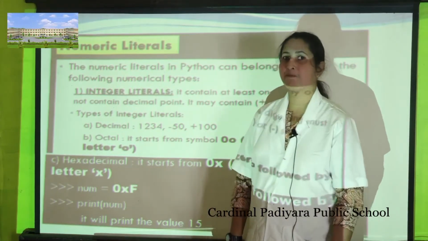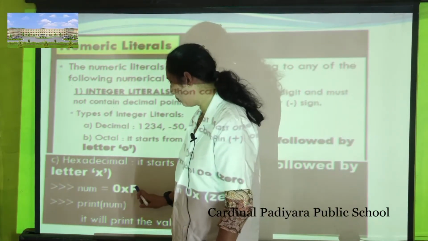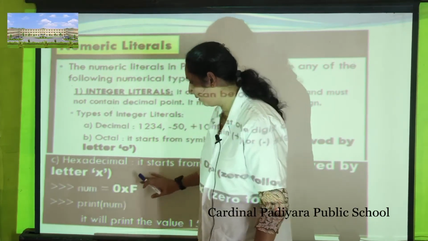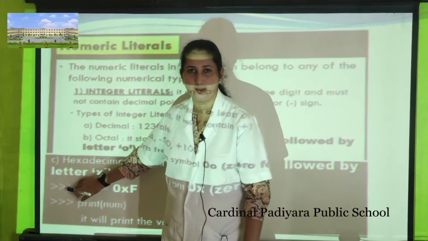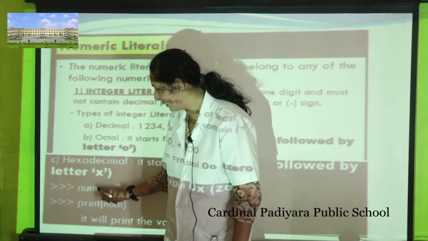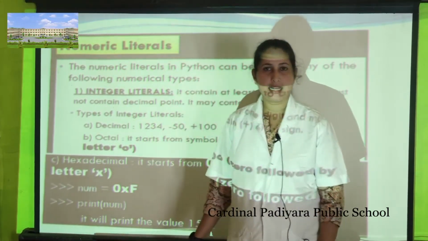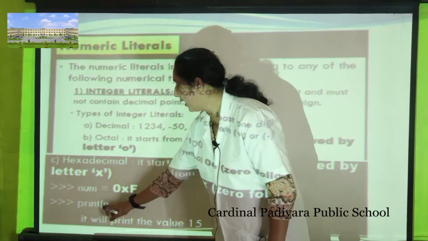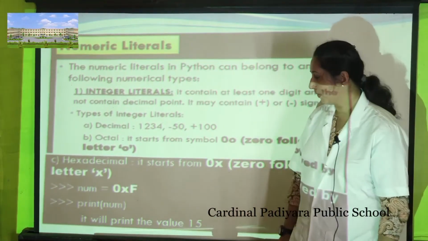If it is 0xb, that value is assigned to the variable num. When we print this num, you get the value as 11. When we give 0xb, you get the value as 11. Okay, understand?